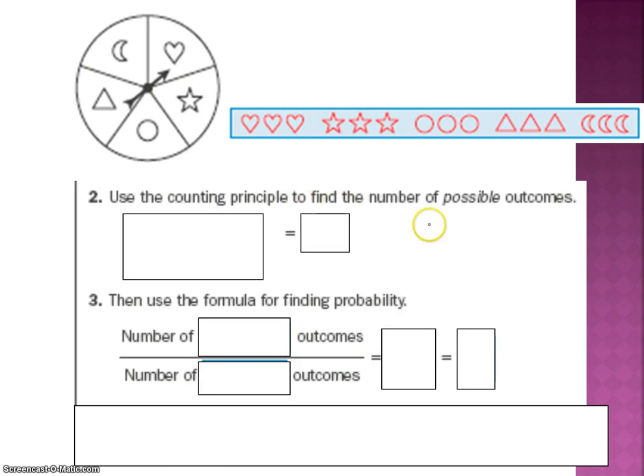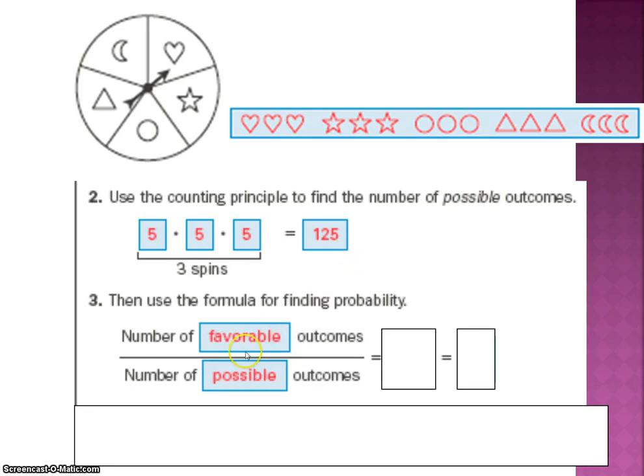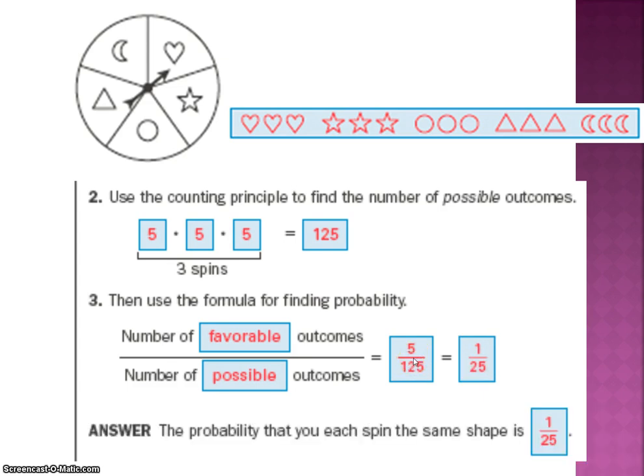Now we can use the counting principle to find the possible outcomes. There are 5 choices for the first spin, 5 choices for the second spin, 5 choices for the third spin. So 125 total choices are possible. Again, the formula for probability is favorable over total possible. So take the 5 over 125, simplify to 1/25. There's a 1 in 25 chance that you're going to spin the same shape in all 3 spins.